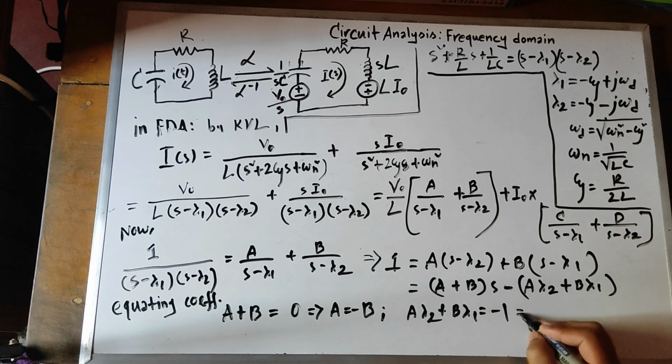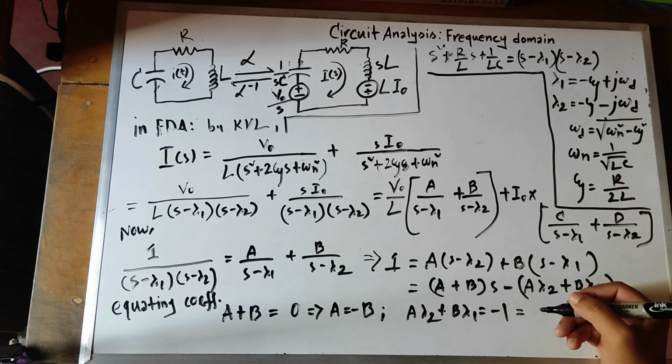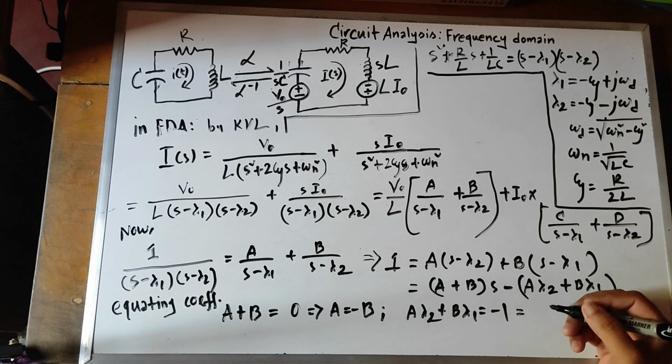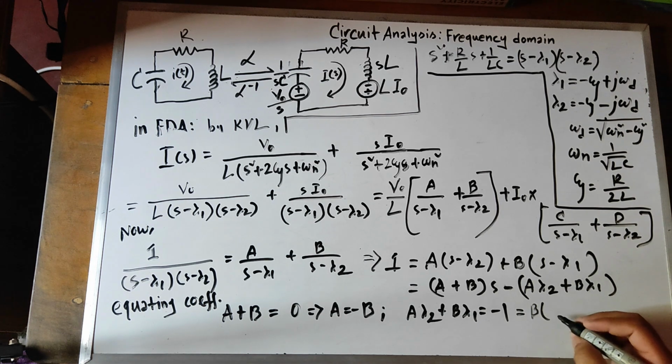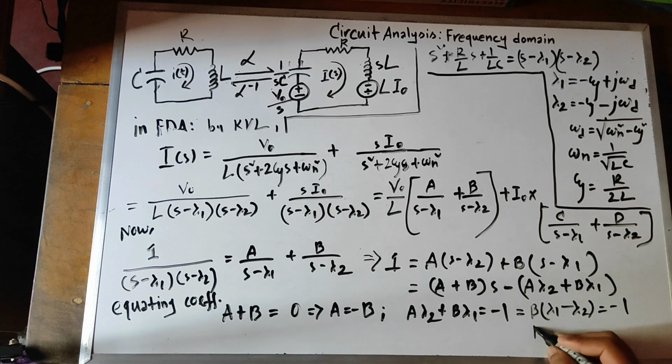So if we substitute for A, it will give us minus B, so B into (lambda 1 minus lambda 2) equals minus 1. So B is minus 1 by (lambda 1 minus lambda 2). So A will be plus 1 by (lambda 1 minus lambda 2).